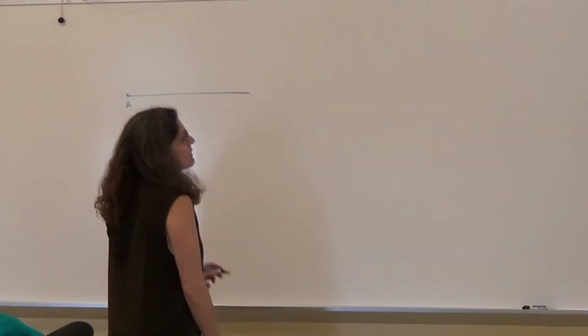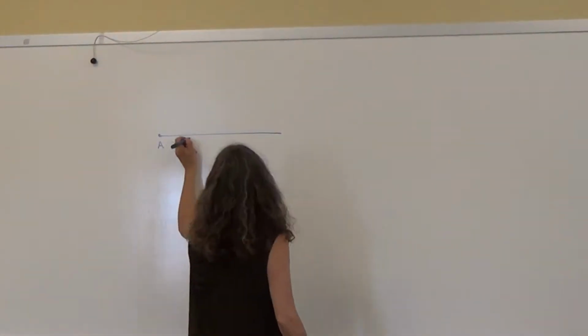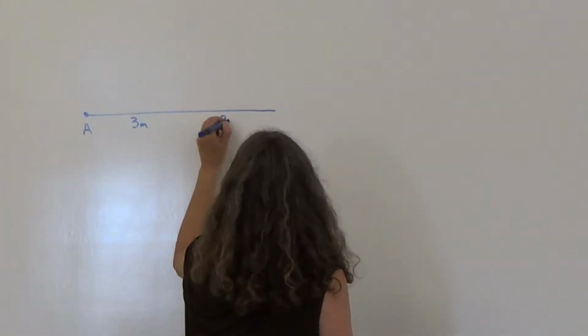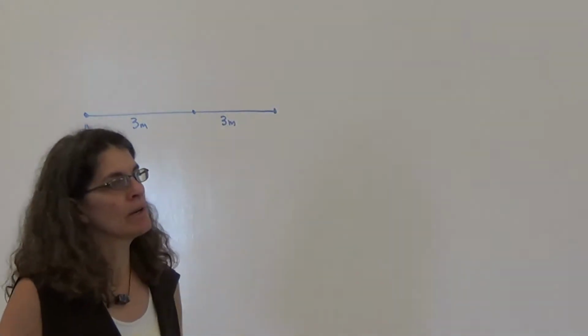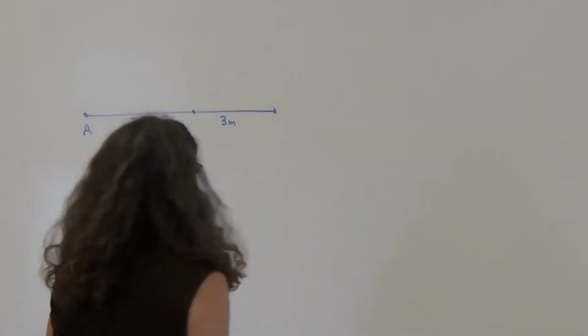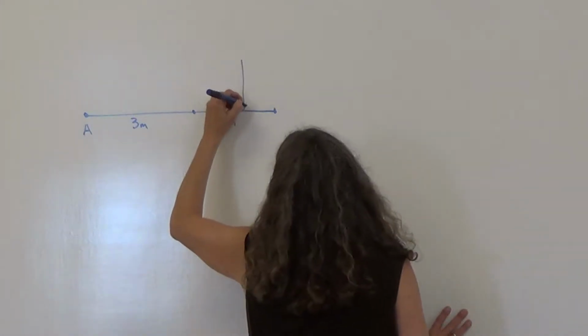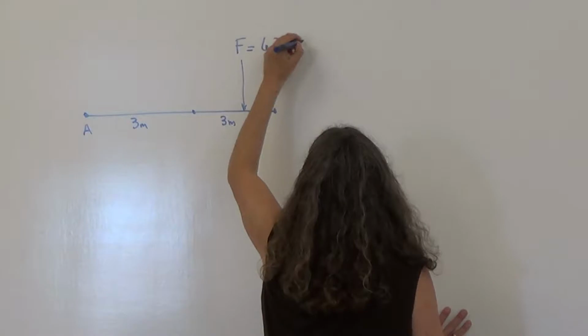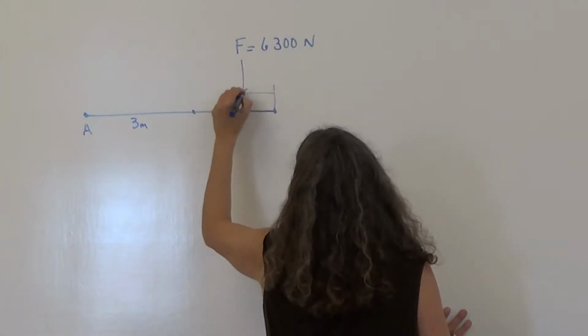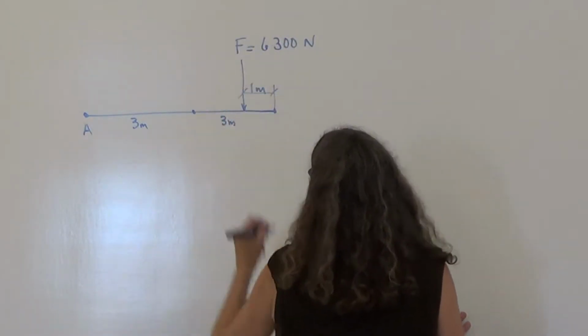Okay, so we want to draw the beam. This is point A. This is 3 meters. I don't want to draw the triangle anymore because I know what it reduces to. I know the force F is equal to 6,300 newtons, and I know it's over 1 meter.